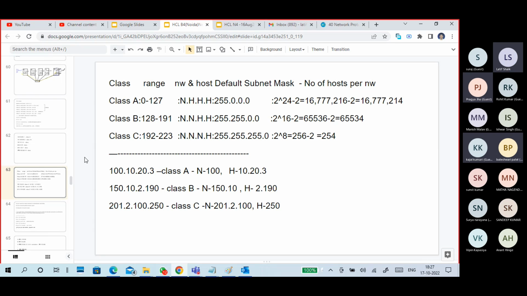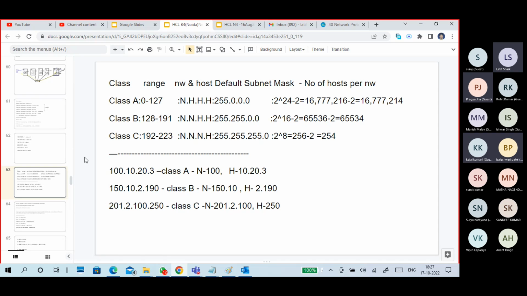Class A, class B, class C each have a default subnet mask. Class A is 255.0.0.0, class B is 255.255.0.0, class C is 255.255.255.0. In class A the first portion is the network portion. So when you have two or more IP addresses and the first portion is the same, they will communicate with each other. You may have 2 or 3 computers, 5 computers, 10 computers. In order to communicate between two devices, their network portion must be the same.